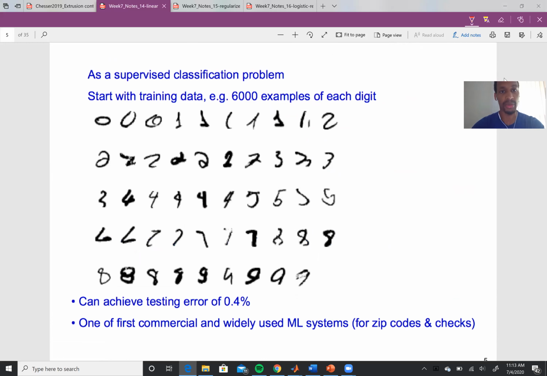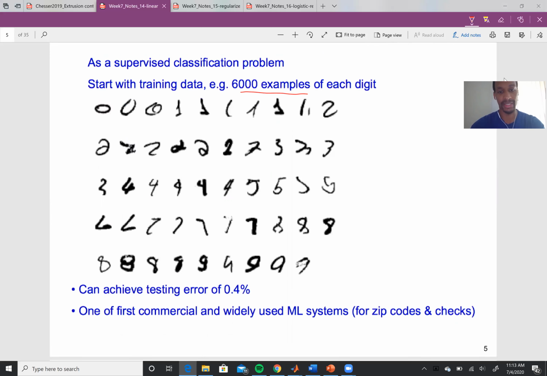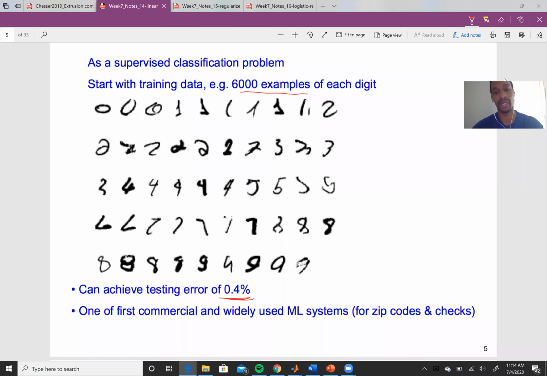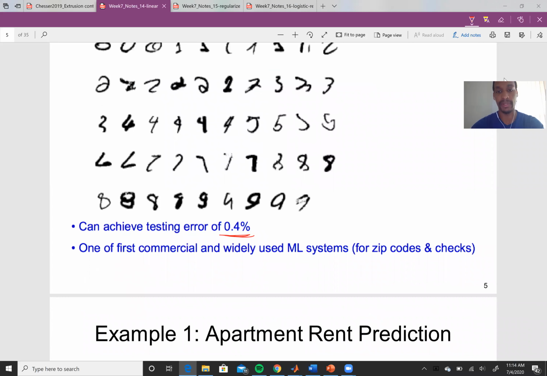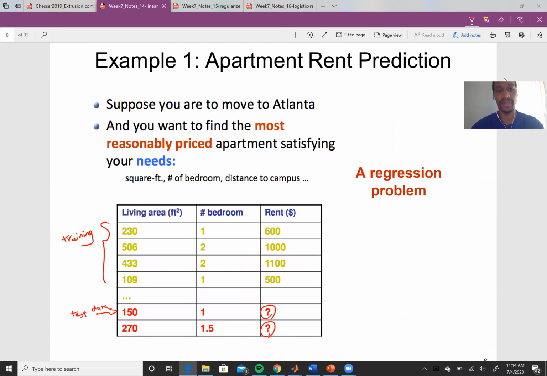As an example of supervised classification problems, you start with training data, for example, 6,000 examples of each digit. And apparently the state of the art can achieve a testing error of 0.4%. This is one of the first commercially and widely used ML systems. That's so cool.